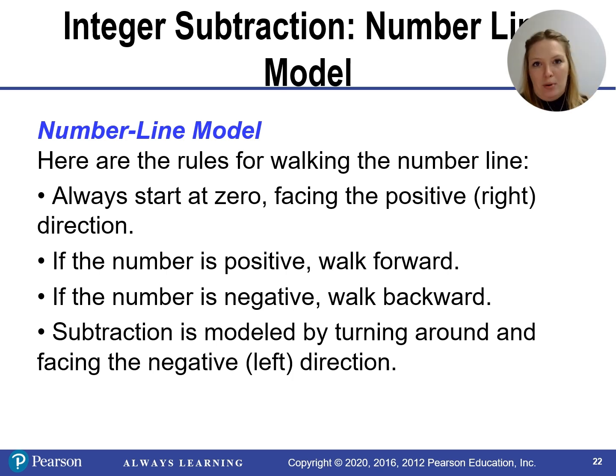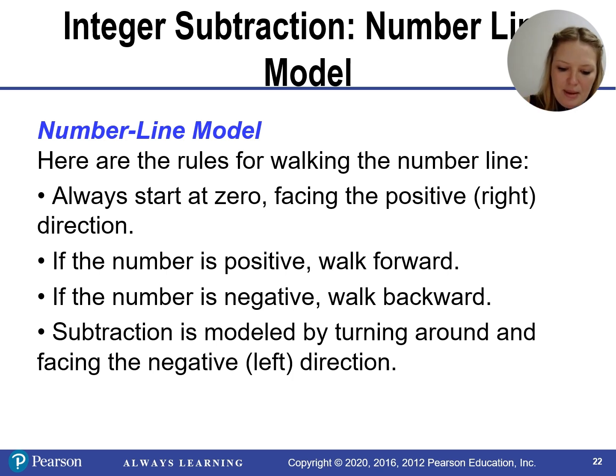We can also use number lines to subtract integers. Similar to how we could just model integers, if we want to model subtraction of integers on a number line, we can start on our number line facing the right, or the positive values. And if the number is positive, we walk forward. If the number is negative, we walk backward to get to that original starting point. And subtraction is modeled by turning around and facing the negative direction.